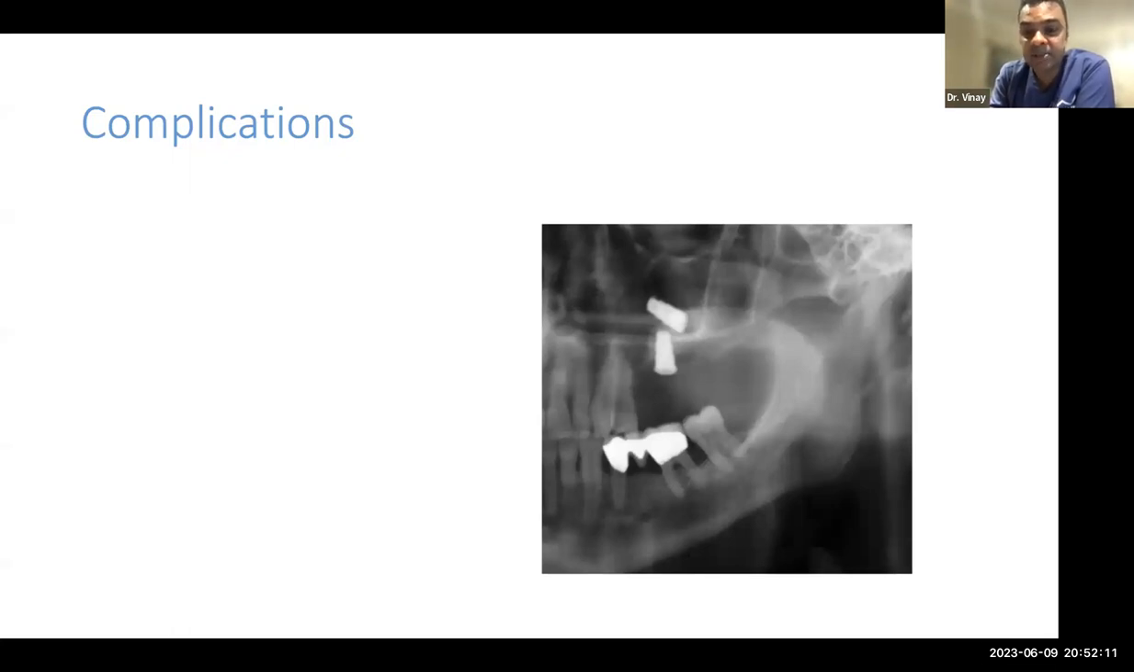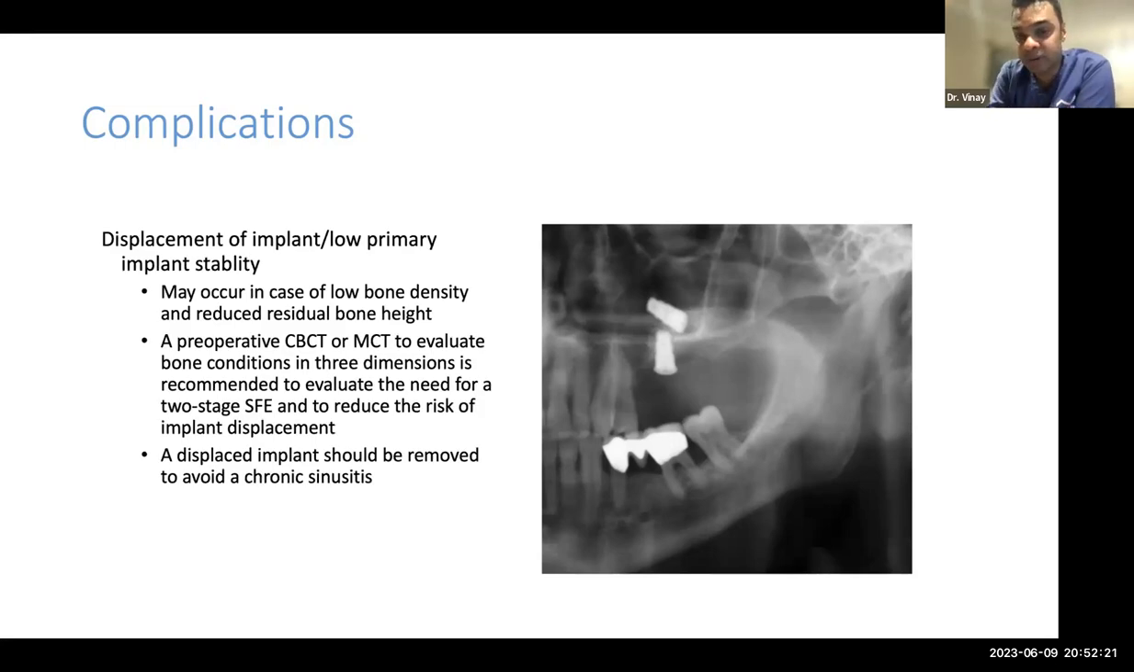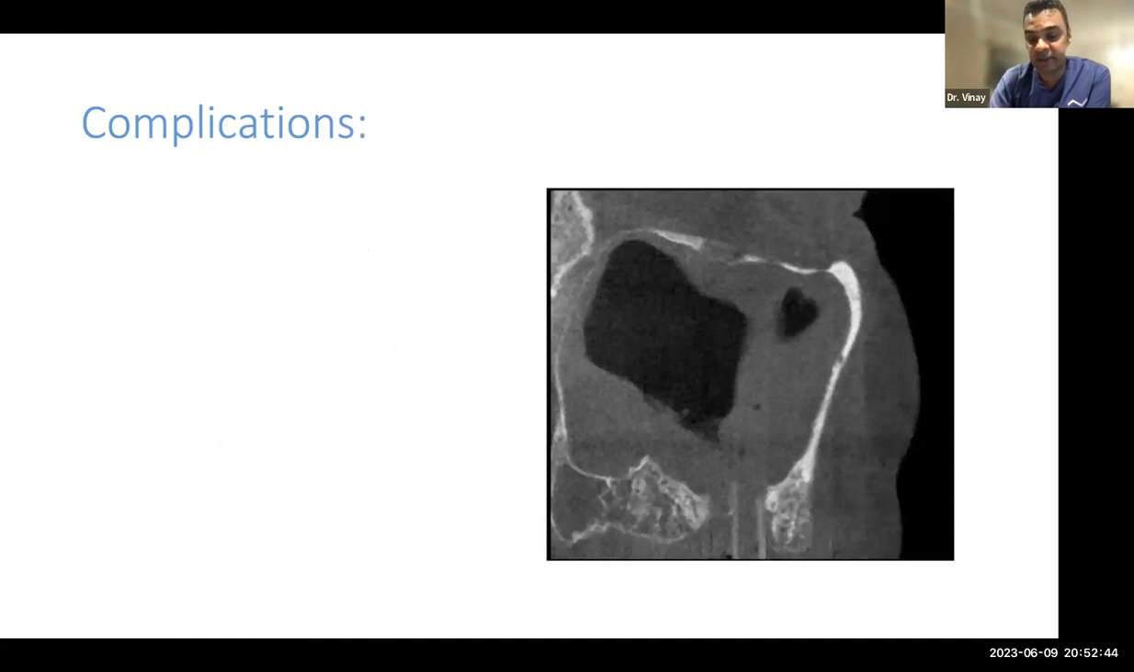And of course, if the implants migrate into the sinus, we have to do a Caldwell-Luc and take out the implants. Most likely, these would be your referral cases and not something that you would do by yourself. Because if you follow these protocols, you might not have implants displaced into the sinus. But it may occur in case of low bone density and reduced residual bone height. Please take a CBCT or a medical CT to evaluate the bone conditions before we go ahead and place a sinus floor or an implant. And a displaced implant should be removed and cannot be let to stay over there to avoid chronic sinusitis.